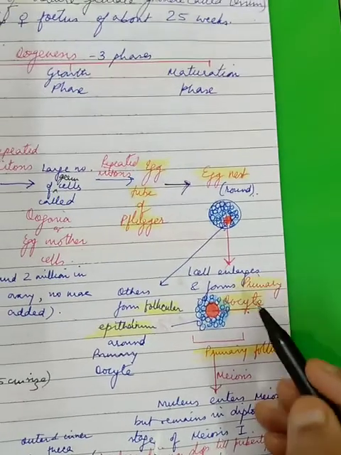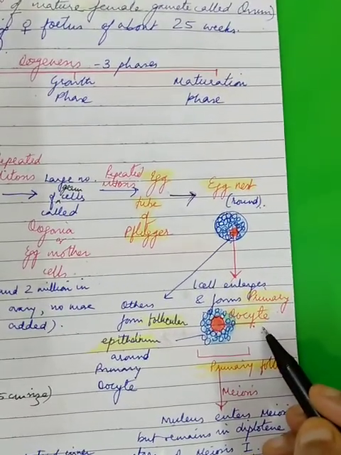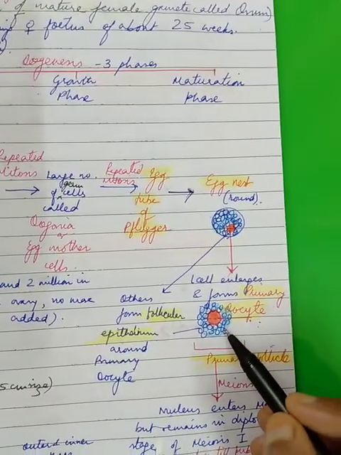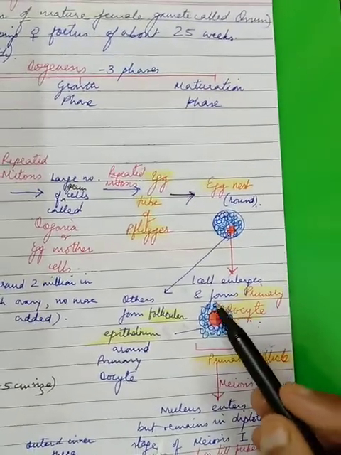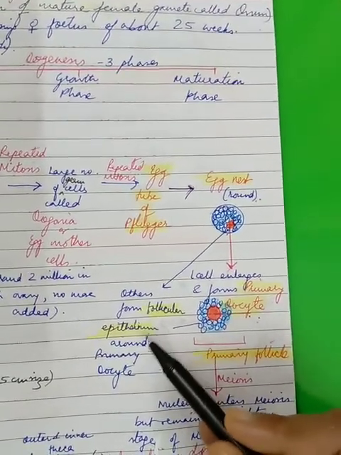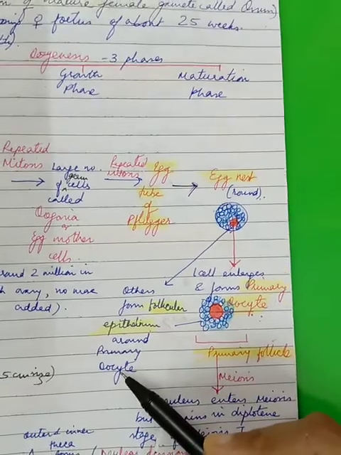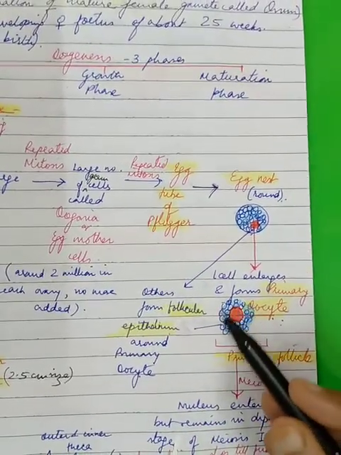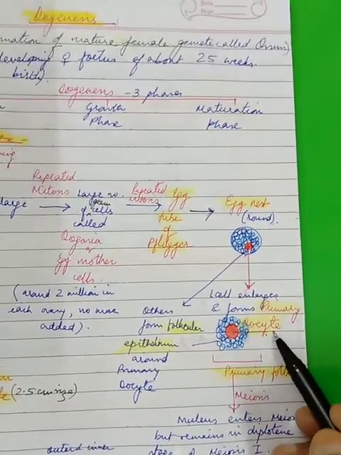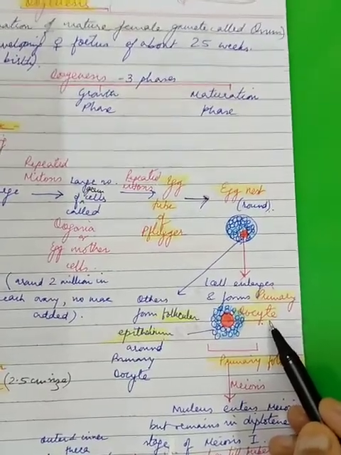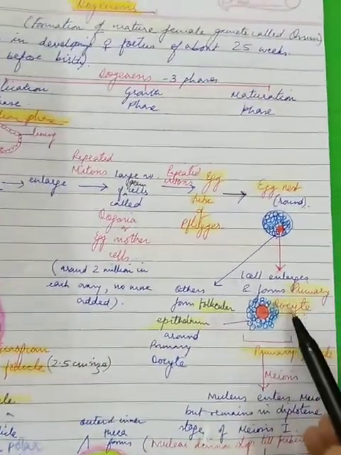This enlarged single cell forms the primary oocyte, while the other cells will form a layer of follicular epithelium around the primary oocyte. So follicular cells are the cells in blue color which are surrounding the red colored primary oocyte. To understand, I have differentiated by different colors.